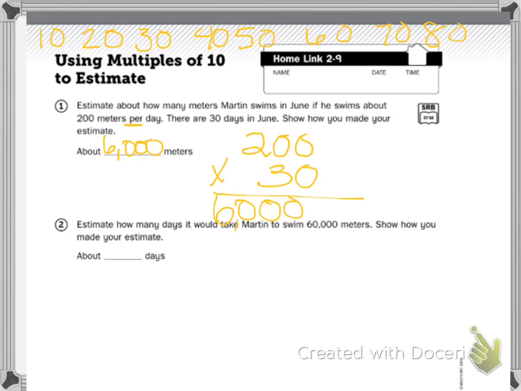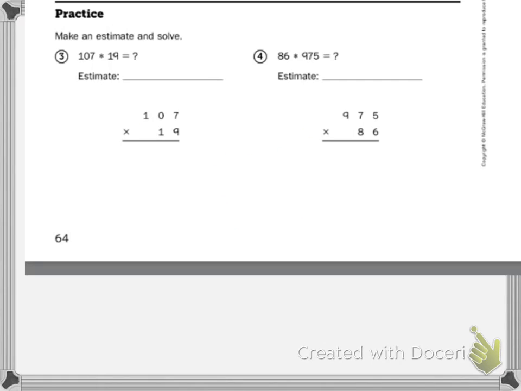So then it says, estimate how many days it would take Martin to swim 60,000 meters. Show how you made your estimate. Practice. Make an estimate and solve.